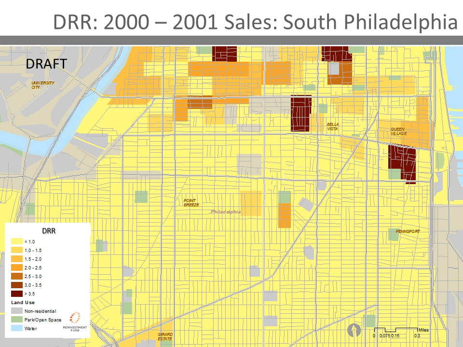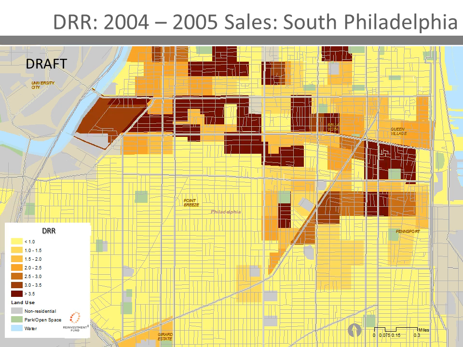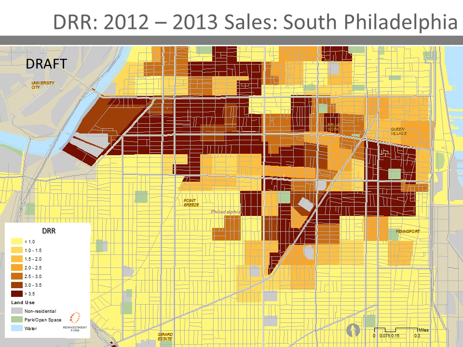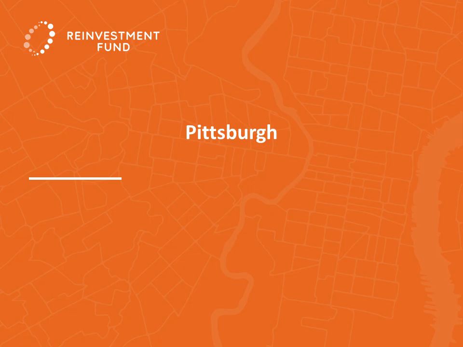And if you could also focus your attention on a label that's a little bit to the left of center that says Point Breeze, right in the middle of yellow. Watch how that area starts to be encroached upon by increasingly dark brown block groups. So 2000, 2001, 2, 8, 9, 12, 13. Okay, so let's go through that again.